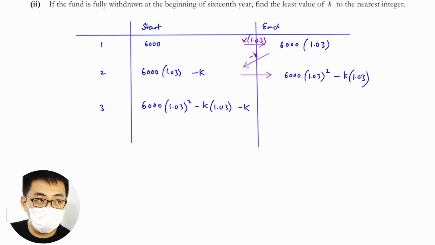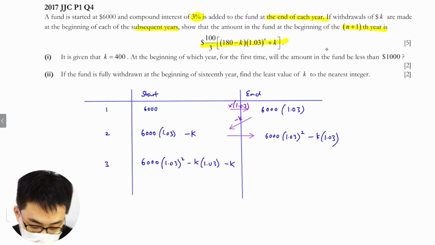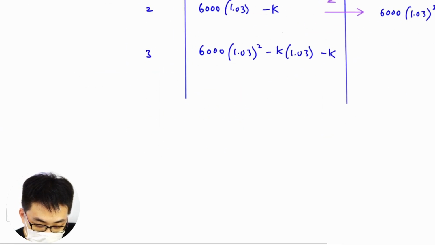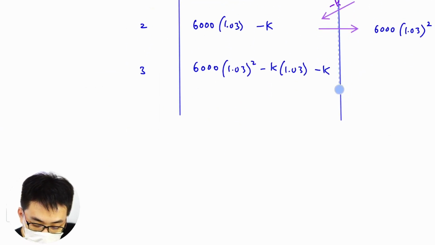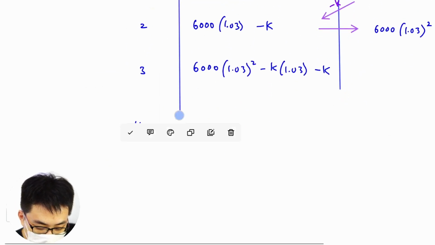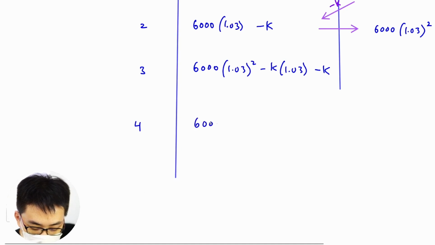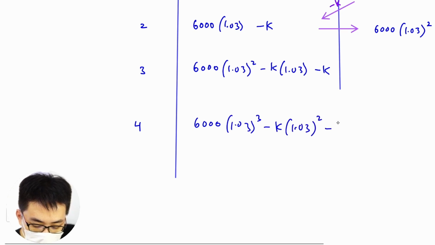I strongly suggest you go and practice bank interest questions. They say they want the beginning of the year, right? Pattern recognition. So you can sort of write down the next one for this one here: 6,000 times 1.03 cubed minus K times 1.03 squared minus K times 1.03 minus K.